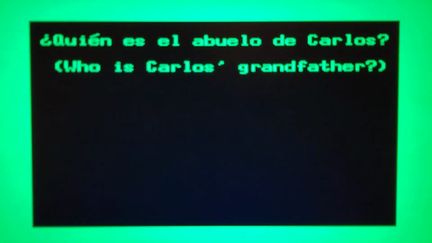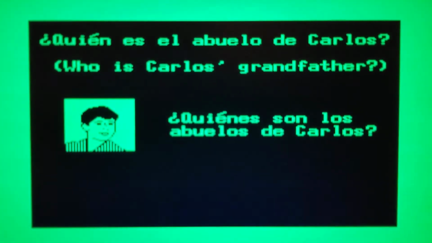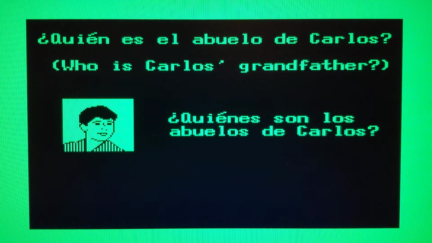If ¿Quién es el abuelo de Carlos? asks who is Carlos' grandfather, what does this question ask? ¿Quiénes son los abuelos de Carlos?